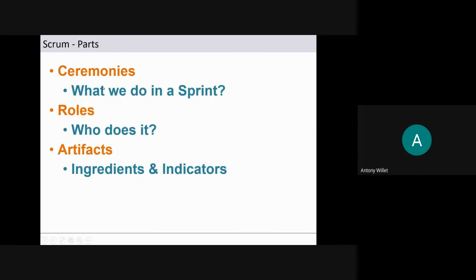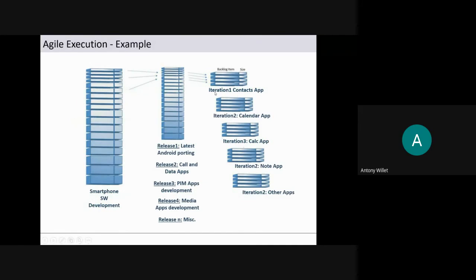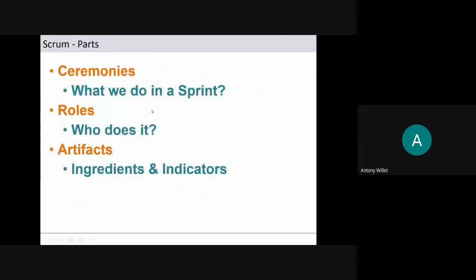In Scrum, we have some parts: ceremonies, which are what we do in a sprint. One important point: in Scrum, each iteration is called a sprint. Please have that in mind. Ceremonies are nothing but what we do in a sprint. Roles: who is in charge of doing the ceremonies or the tasks in the ceremonies.